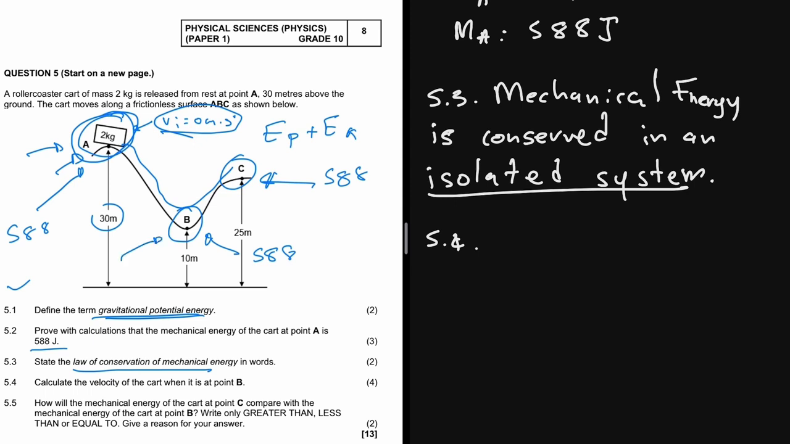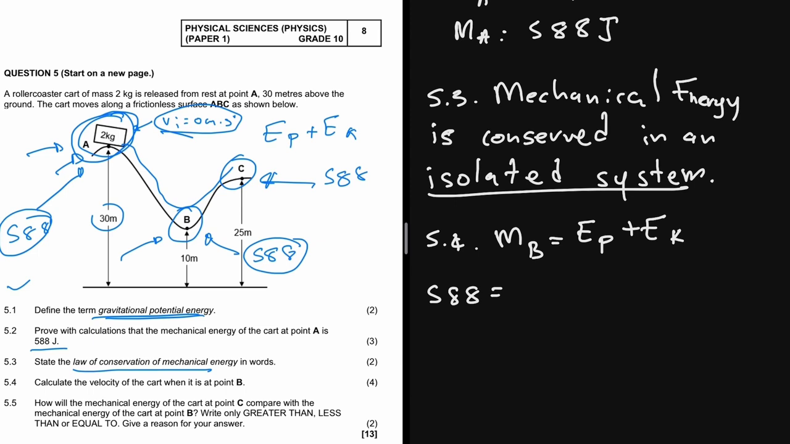To get the velocity at point B, we're going to use the mechanical energy that we already know. We know the mechanical energy of B because we have the mechanical energy of A, and the system is isolated. So the mechanical energy at point B is equal to the potential energy at point B plus the kinetic energy at point B. We know that the mechanical energy at point B is the same as at point A, so we're just going to say this is 588. The potential energy is just mass, gravity, and height. Kinetic energy is 1/2 mass v squared.